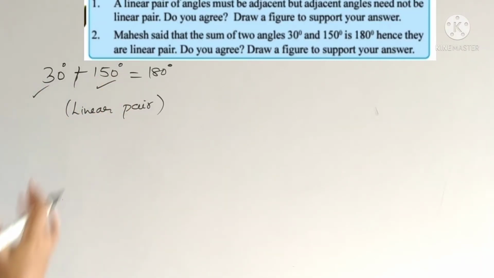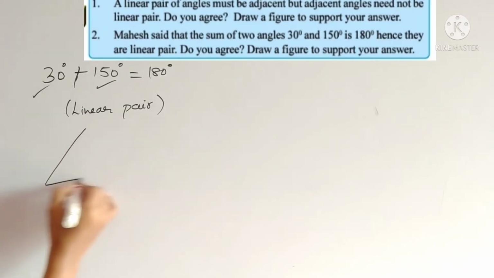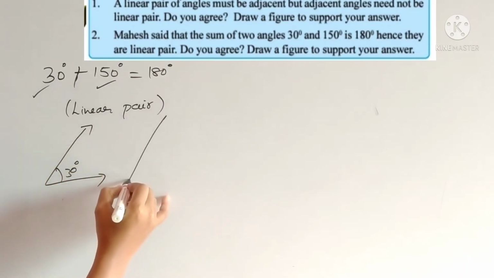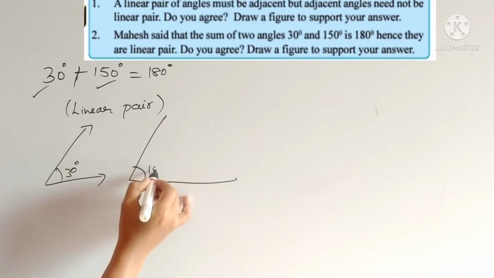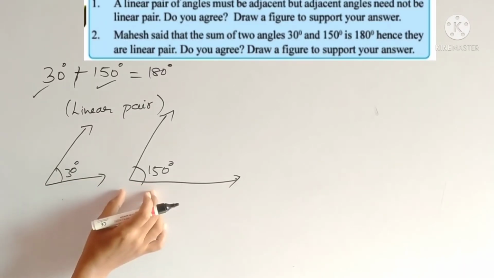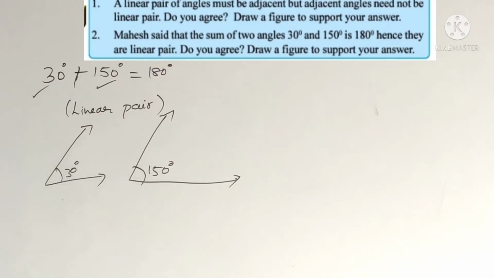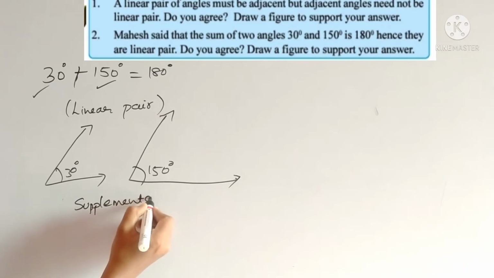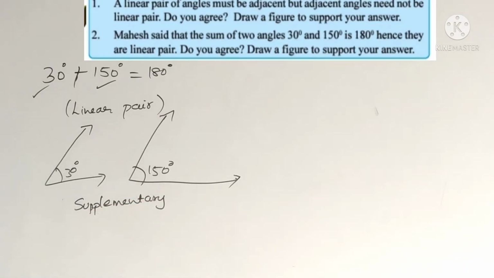No. Just because the sum is 180, they need not be a linear pair. If this is 30 degrees and this is 150 degrees, these are two separate angles. 30 plus 150 is 180 only. If we add these two angles, we can say these are supplementary. But we cannot say linear pair.